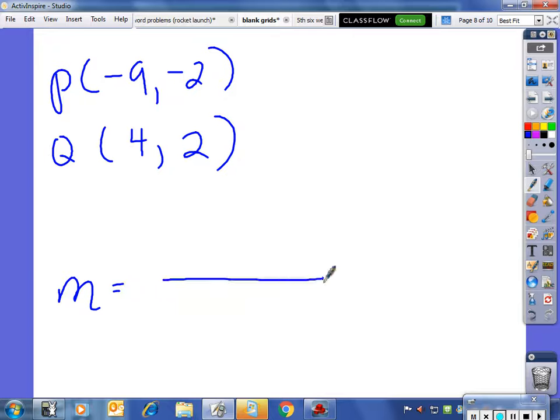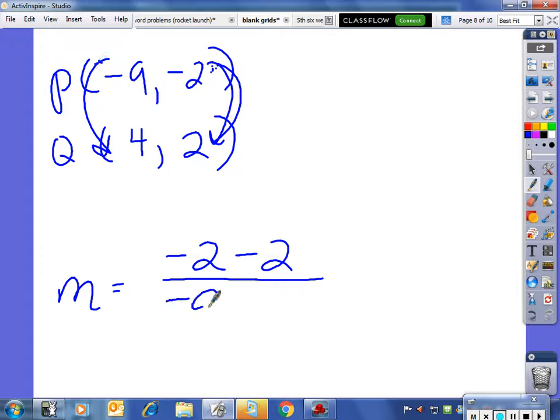Now, slope always involves the change in the y's over the change in the x's. You got to subtract the y's on top, subtract the x's on bottom. So I could do this 2 different ways. I could do -2 minus 2. Do you see how I'm starting with this y value? And I'm subtracting this y value. That has to go on top. Then on the bottom, I must go back to this x value, and I must do -9 minus 4. The other way I could have done this is I could have done it backwards.